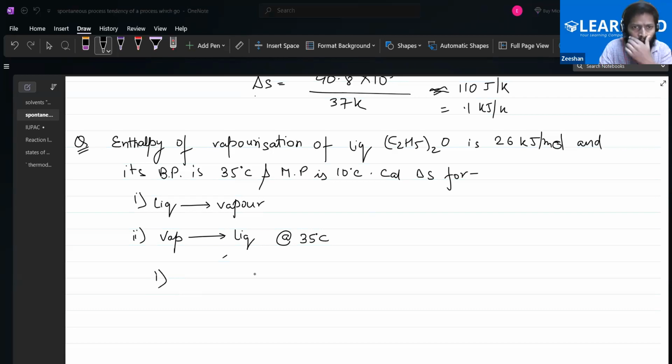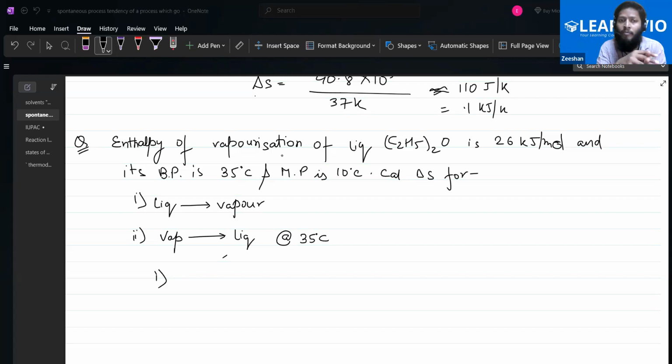So in the first case, we are converting liquid into vapor. Enthalpy of vaporization means the heat energy given to the liquid to completely evaporate it. That is called enthalpy of vaporization: the amount of energy required to vaporize the liquid.